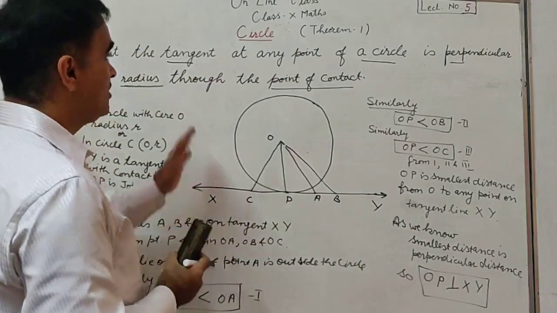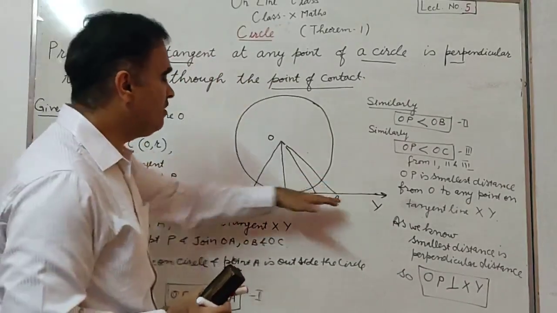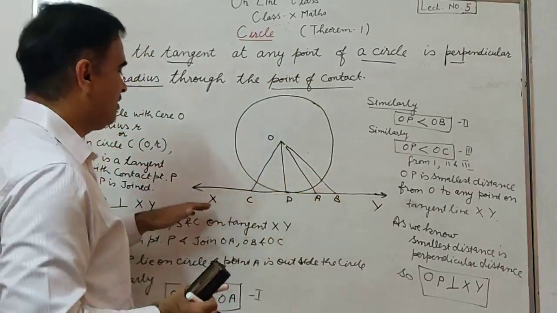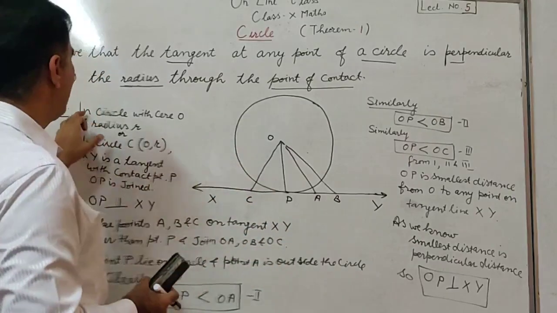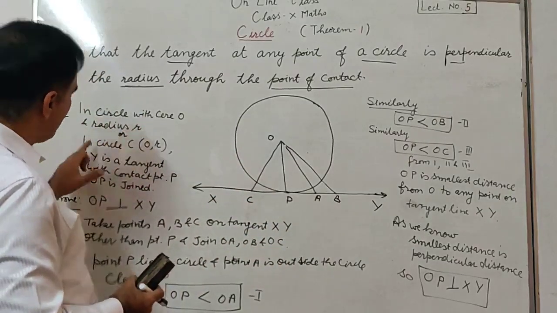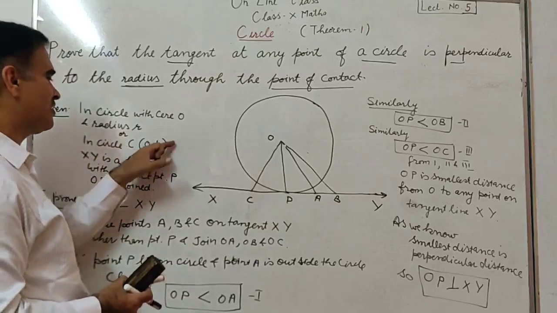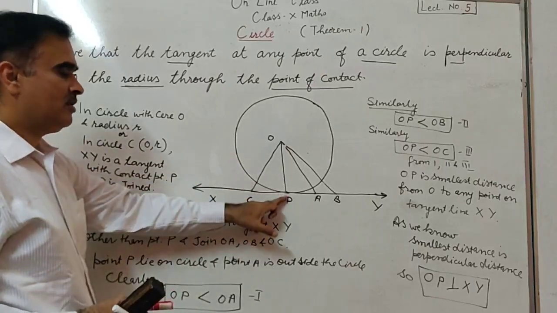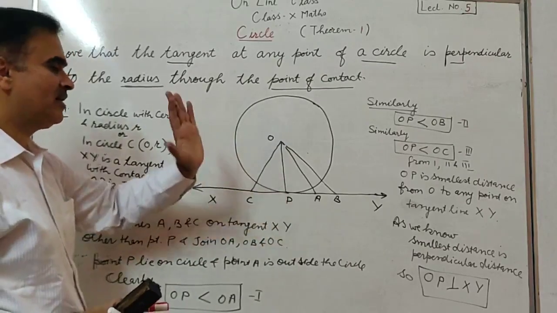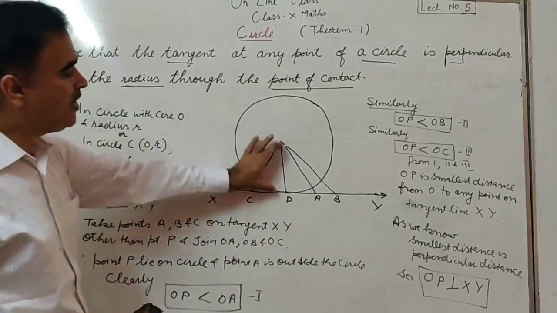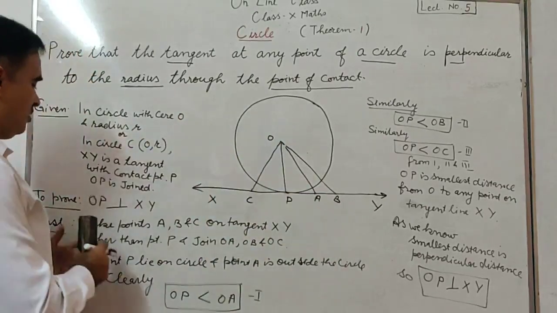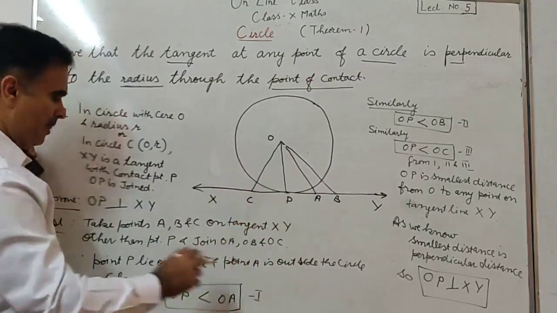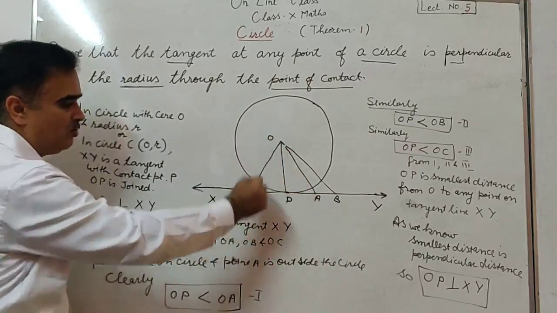Again, we have to see: you understood what a tangent is? A tangent is a line. We take a circle, and there is a tangent XY. You can write this as: in circle with center O and radius R, or in circle C with center O and radius R, with XY a tangent with the contact point P. This is the contact point, and we join OP first. We have to prove OP is perpendicular to XY. Then we take points A, B, C, or you can take only one point. There is no problem at all. And we join OA, OB and OC.